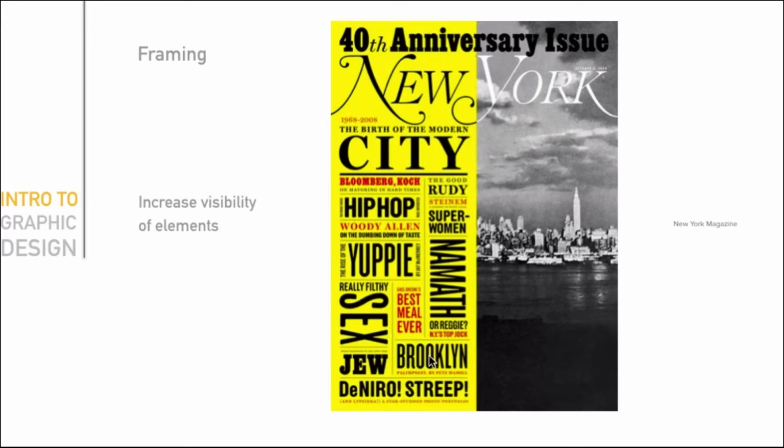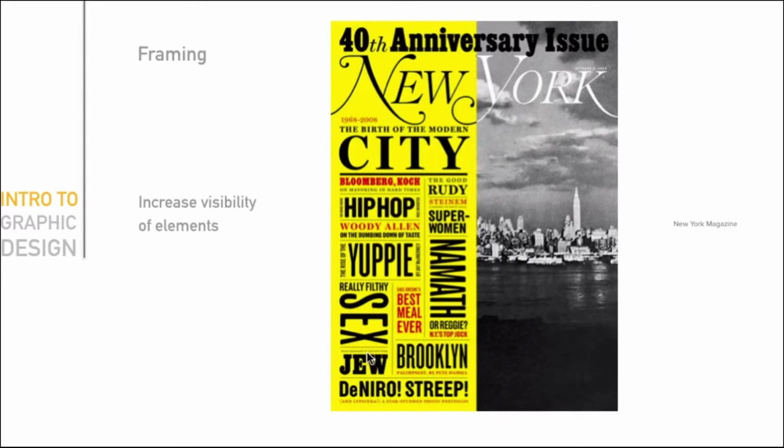If we were to put all this type here, it would compete with the background and the background would compete with it. Placing all the type on the yellow ground separates it from this, actually calls attention to this. Notice how the cityscape is framed by the sky and the water. Notice how New is framed horizontally, and then York is framed horizontally. The 40th anniversary issue is framed between the masthead and the top edge of the design.